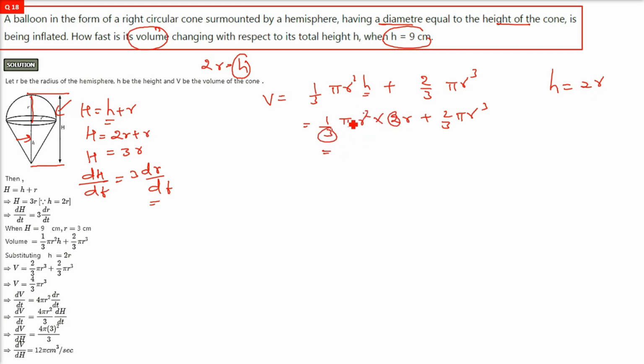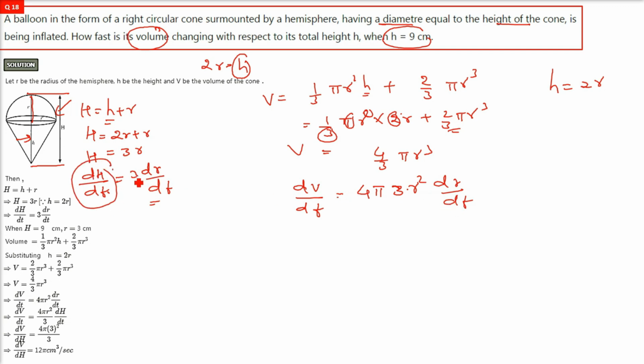So what do you get? 2 by 3 pi r cube plus 2 by 3 pi r cube is going to give you 4 by 3 pi r cube. So the volume of the whole shape is 4 by 3 pi r cube. Now just differentiate it. dV/dt will be 4 pi, r cube gives 3r square, then dr/dt, and there is a 3 in the denominator also, so 3 will get cancelled. But what is dr/dt? How fast is the volume changing with respect to the total height? So we have to find dV by dH.